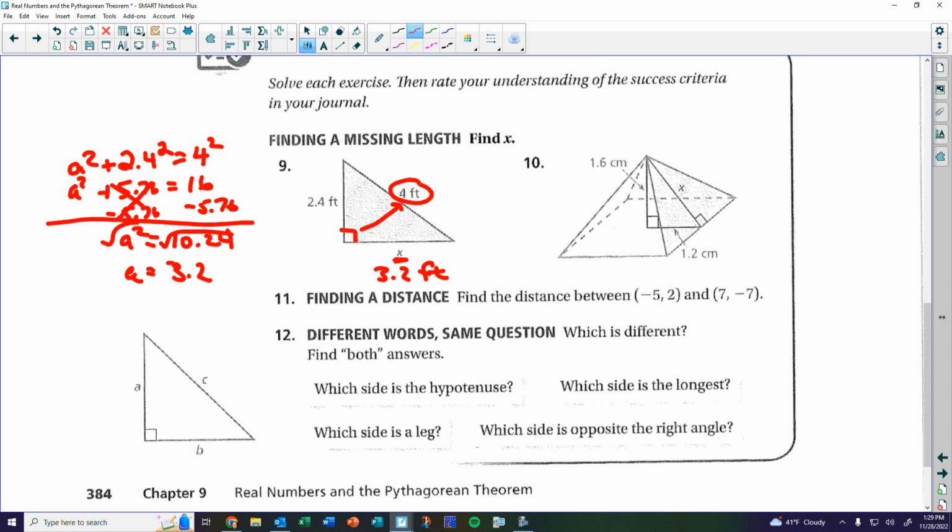How many people got 3.2 feet? Okay. And again, we know it's because it's shorter than 4. That's the longest side. So that's good.